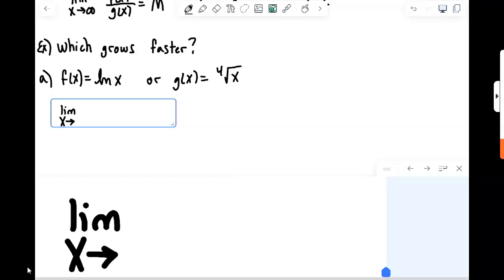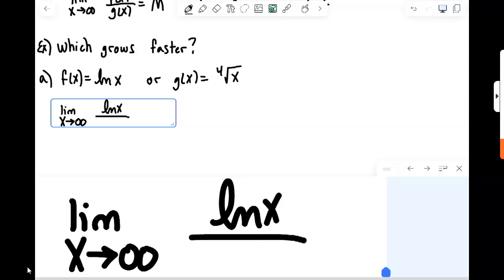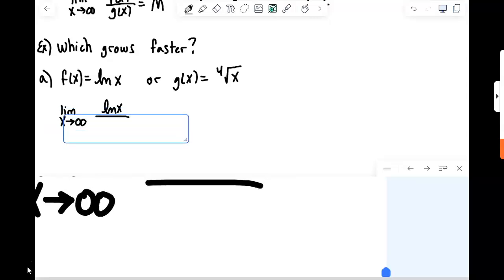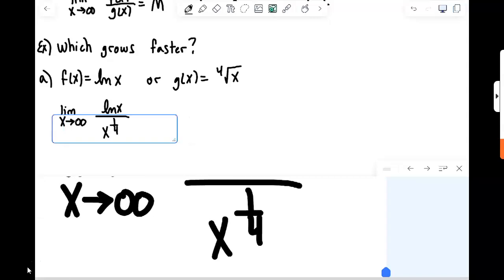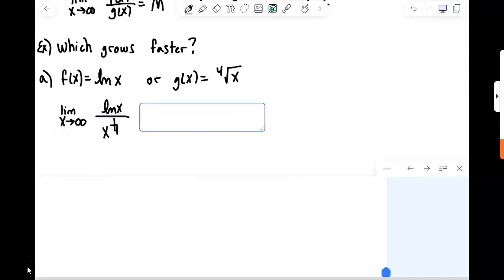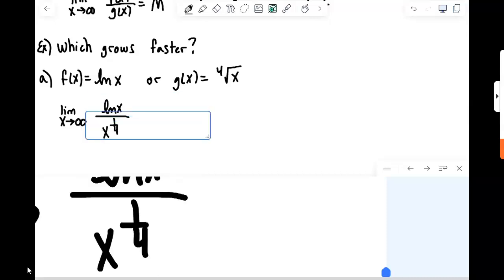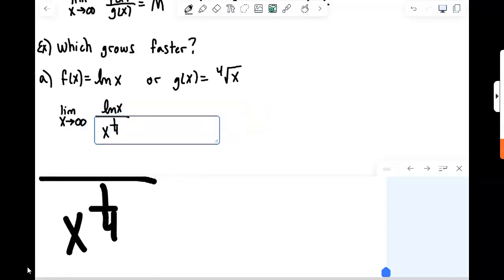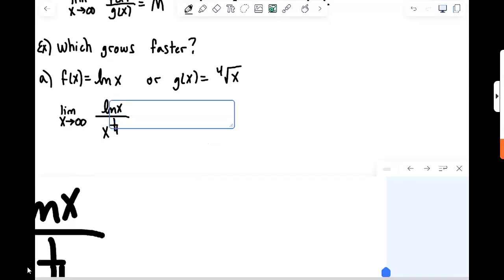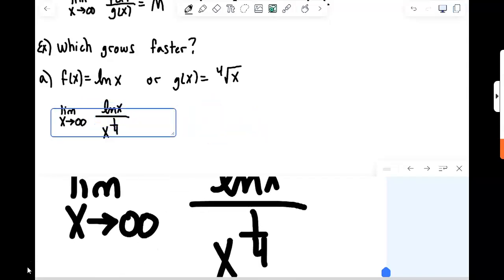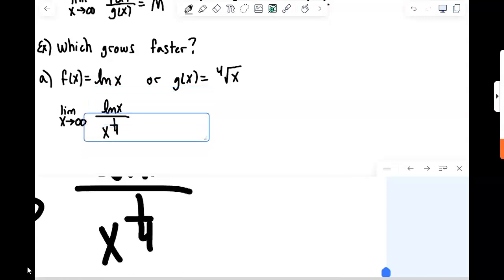as x approaches infinity of ln of x over x to the 1/4, then what I should discover is that if ln grows slower, then this limit should go to 0. And if x to the 1/4 grows slower, then this limit would go to infinity. So of course, starting out, this is an infinity over infinity limit.